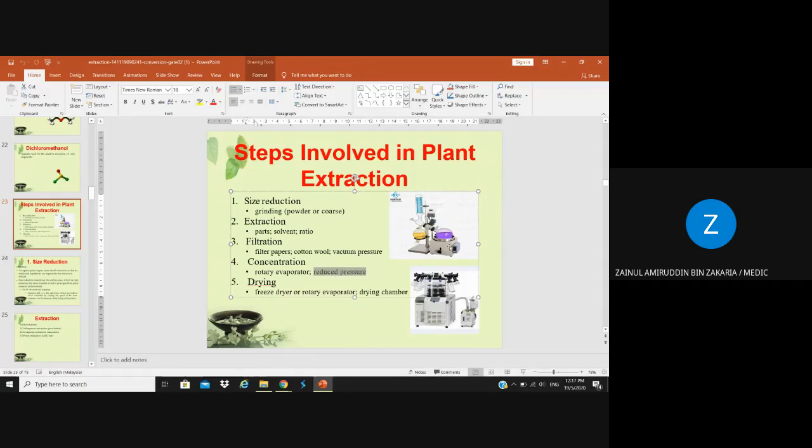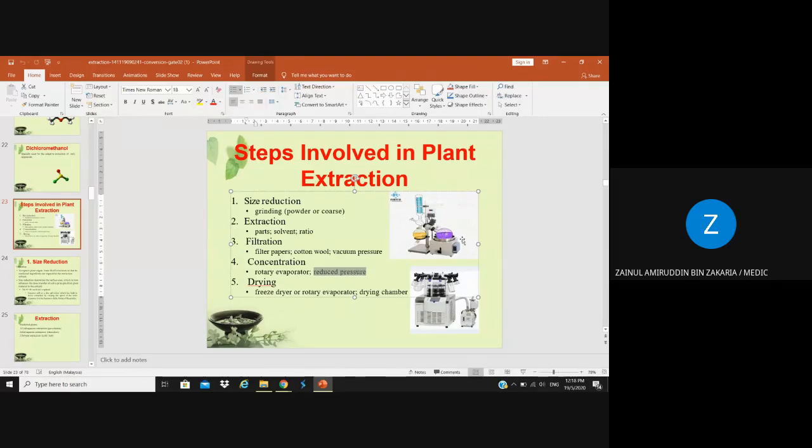You attach one equipment, a vacuum pump. This vacuum pump will induce vacuum pressure inside this rotary evaporator system, whereby you don't have to use high temperature heating to vaporize the solvent. You only use 40 degrees Celsius of heating. You heat the water outside here at 40 degrees, but the solvent inside here, whether it is methanol, ethanol, chloroform, whatever, will be vaporized at 40 degrees Celsius.